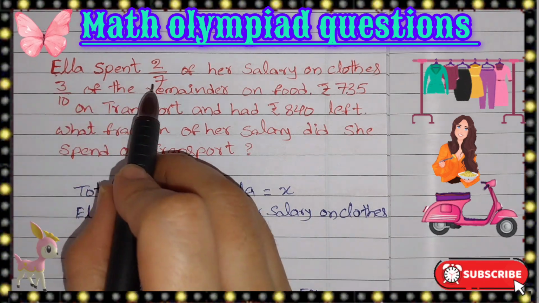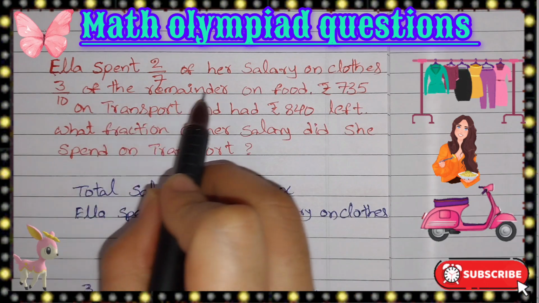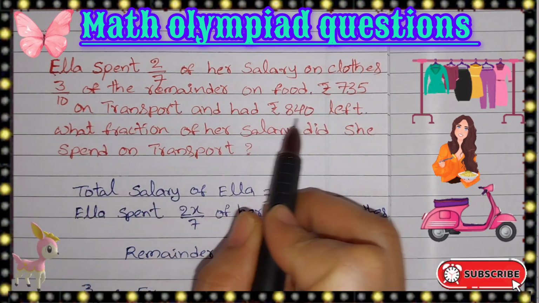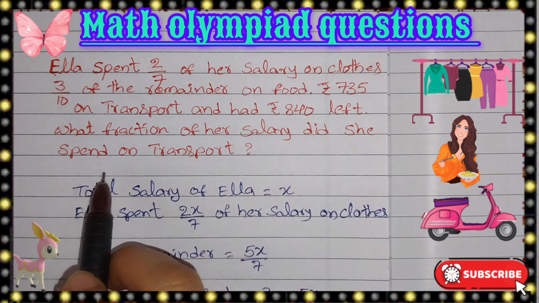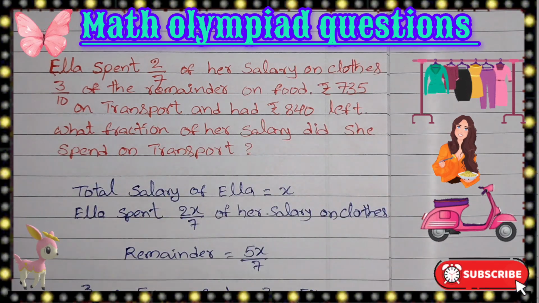Let's see. The first one is: Ella spent 2/7 of her salary on clothes, 3/10 of her remainder on food, 735 rupees on transport and had 840 rupees left. What fraction of her salary did she spend on transport?